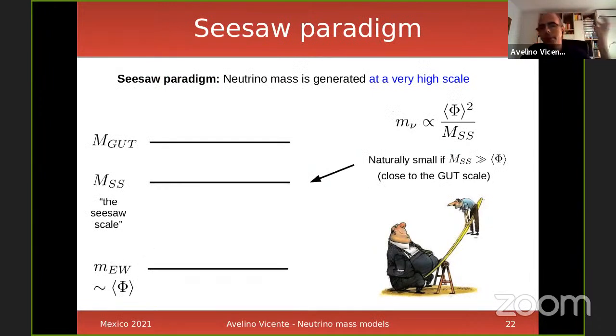Actually, when people say seesaw, they typically refer to the type 1 seesaw, but it's actually a paradigm. The paradigm is that neutrino masses are generated by a very high scale. And how high? We saw already that in order to get Yukawas of order 1, you typically need a seesaw scale, the mass for the right-handed neutrinos, at the level of 10^14 GeV, more or less. And this is very close to the grand unification scale, which is typically at 10^16 GeV. And this is very nice because it is a very suggestive situation.